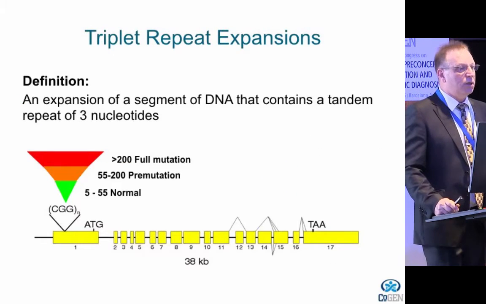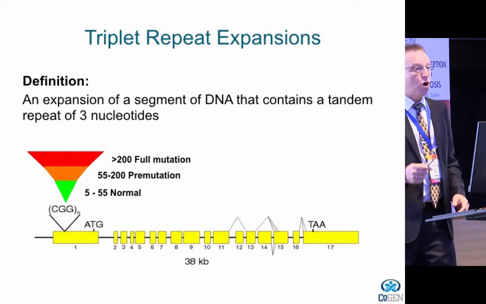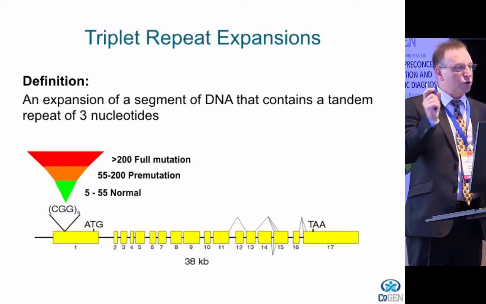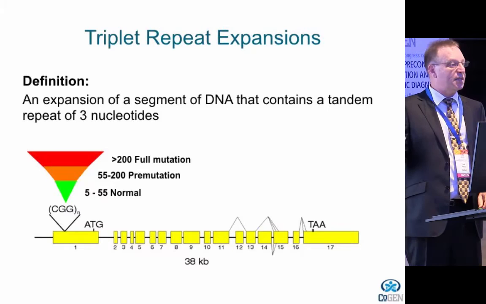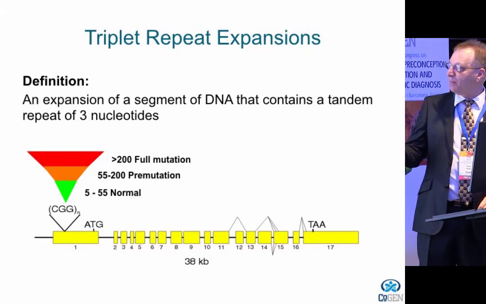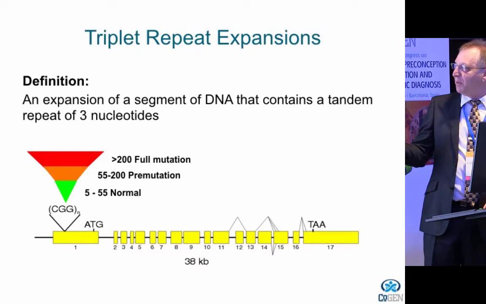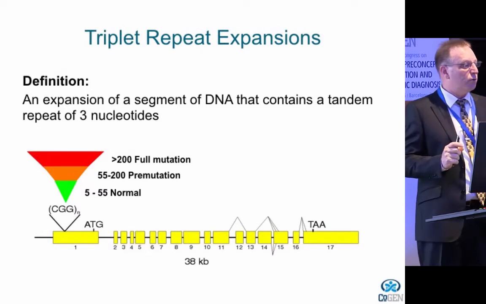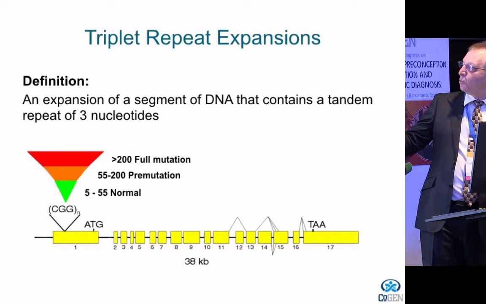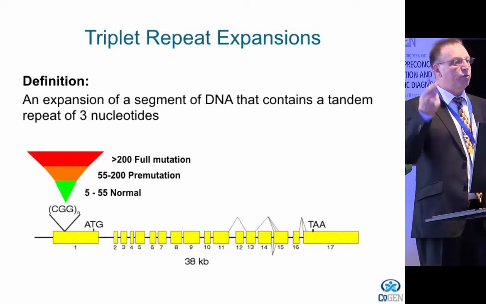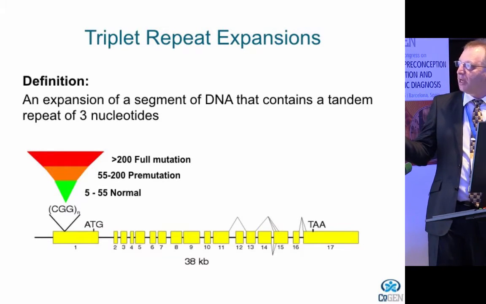Triplet repeat expansion is another non-Mendelian form of inheritance. This is caused by an expansion of a certain triplet. Say this is the gene for Fragile X syndrome, and there is an element which is repetitive, a CGG element in this case, repeated a certain number of times. So normal individuals will have up to 55 repeats. Affected individuals will have a full mutation, more than 200 repeats. That causes the syndrome to occur. And then there's a gray zone in between.